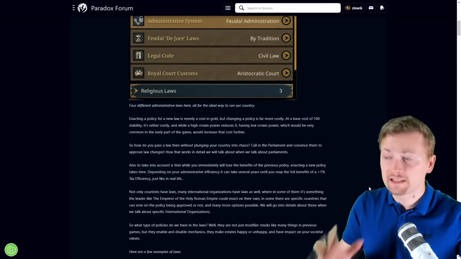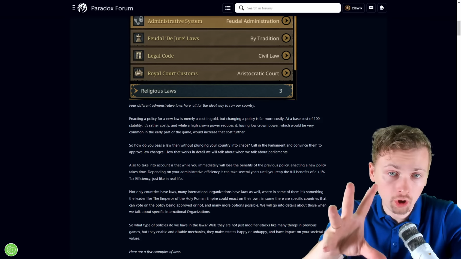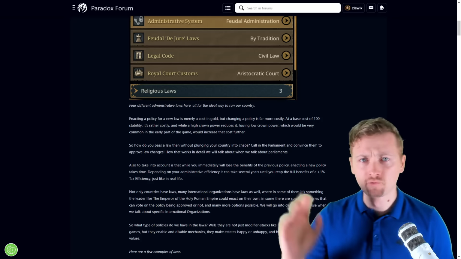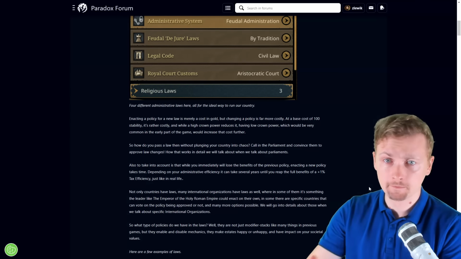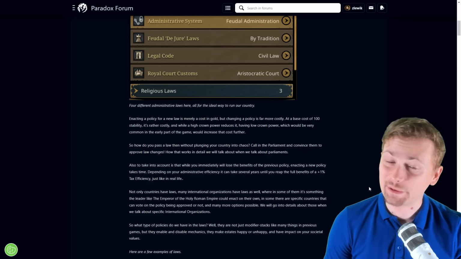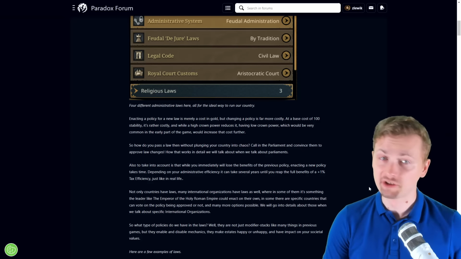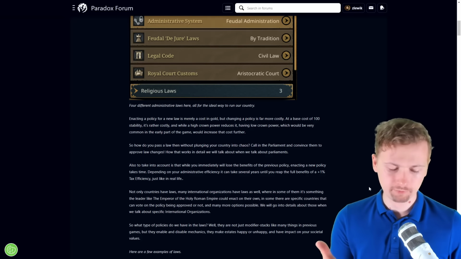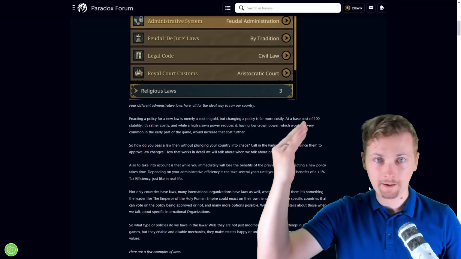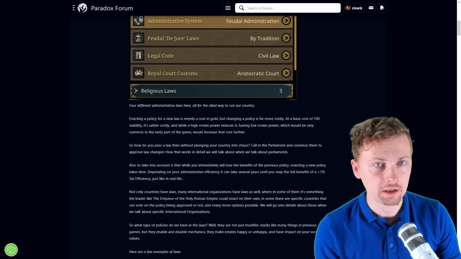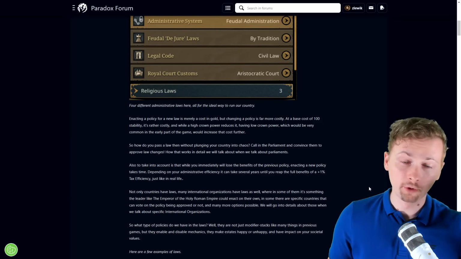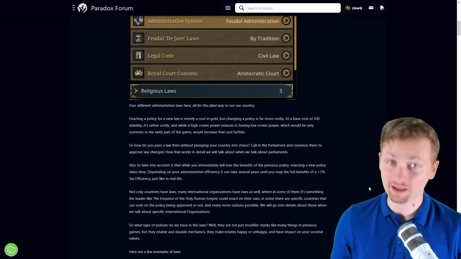There'll also be a very big difference between enacting a new law and changing the existing one, because for a new law, you just have to throw money at it. It's something new, nobody cares that much. But changing a policy that is already in place, oh man, that's not gonna be easy. You're gonna lose 100 stability, and remember, stability goes from minus 100 to 100, so you lose half of possible stability. But at the same time, if you have high crown power, it's gonna be a bit lower, but with low crown power it's gonna be much more costly.